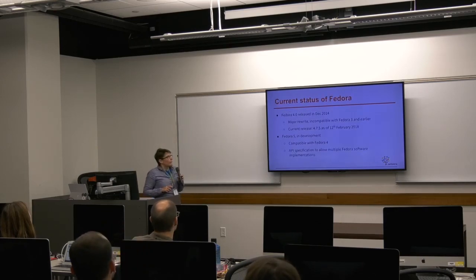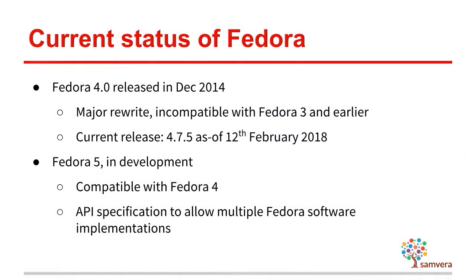Just a quick note on Fedora 4, that came out in December 2014. It was a major rewrite, so it's incompatible with Fedora 3. And because of that, there is still a long tail of people who have not yet migrated, because it's quite a bit of work to migrate. Current release is 4.75, that came out in February. It's been a while because work has shifted towards Fedora 5.